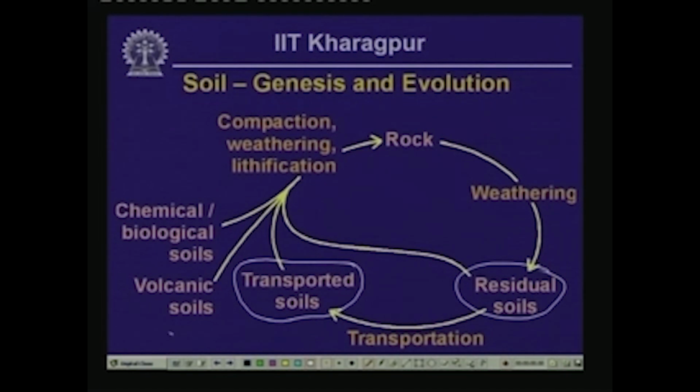You also could have volcanic soils and chemical or biological deposits. All of these can be subjected to different types of physical and chemical processes, that could be compaction, weathering, and lithification, and that may end up in the formation of sedimentary rocks. So this basically tells you how different types of soil deposits form and how they evolve with time.